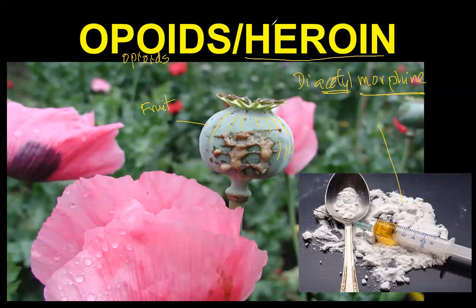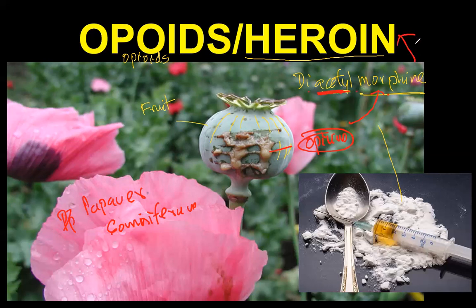You know, an acetyl group is added to the morphine, so it's called diacetyl morphine. And what's the name of this plant? Okay, the plant is known as Papaver somniferum. This is the name of the plant, Papaver somniferum. And the glue is called opium. Opium can be directly used. From the opium, they produce morphine. On the morphine, they add an acetyl group. So you get diacetyl morphine, which is heroin.